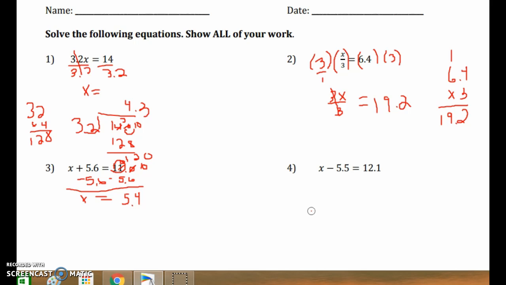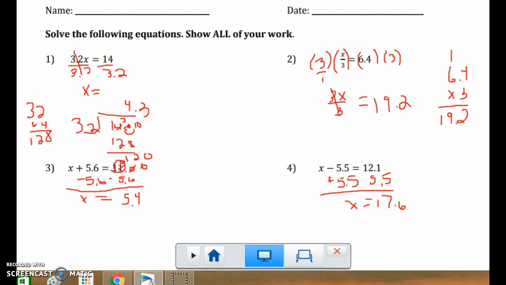One more. Number 4. If I'm subtracting 5.5, the only way to get rid of it, if you notice, this is really, I'm either subtracting 5.5 or I have a negative 5.5, and the opposite, or the additive inverse, is to add 5.5. When I add 5.5 to 12.1, I get x equals 17.6. Okay, make sure you have this information.